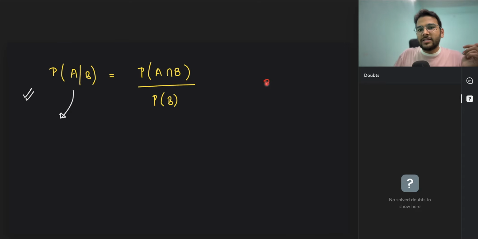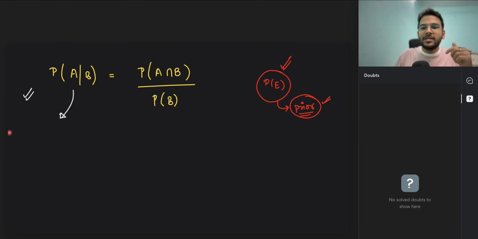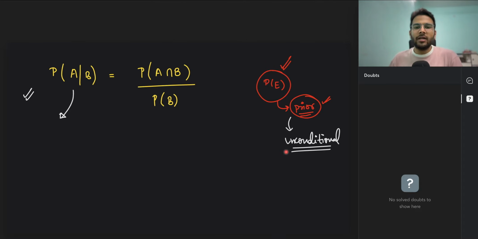So if I say, let's say, P of E, can I say this is my prior probability? Yes or no? Do you agree? Why am I saying this is my prior probability? Because this is unconditional. There is no condition attached to it. We are just finding out the probability of this event E. So that's why we are calling it prior probability.